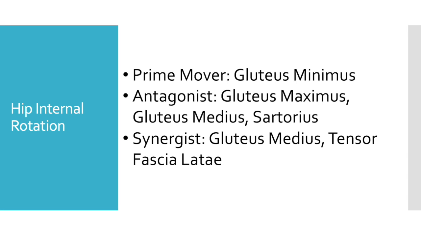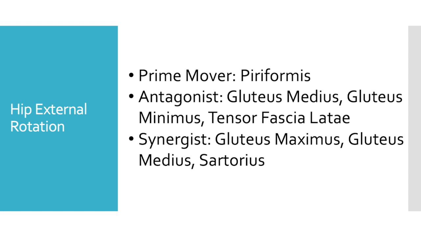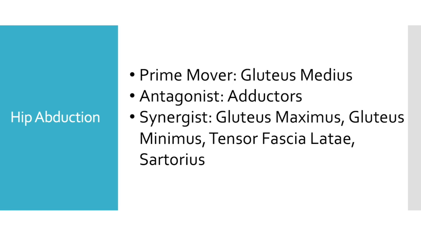The hip internal rotation's prime mover is the gluteus minimus, the antagonists are the gluteus maximus, gluteus medius, and sartorius. The synergists are the gluteus medius and tensor fasciae latae. The hip's external rotation's prime mover is the piriformis. The antagonists are the gluteus medius, gluteus minimus, and tensor fasciae latae, and the synergists are the gluteus maximus, gluteus medius, and sartorius. For hip abduction, the prime mover is the gluteus medius.